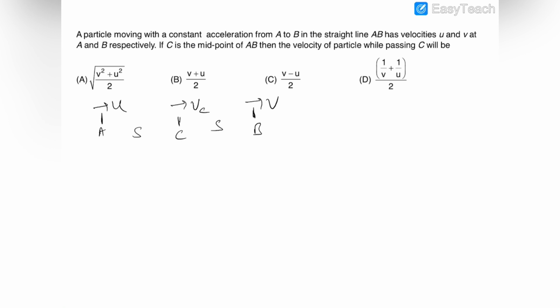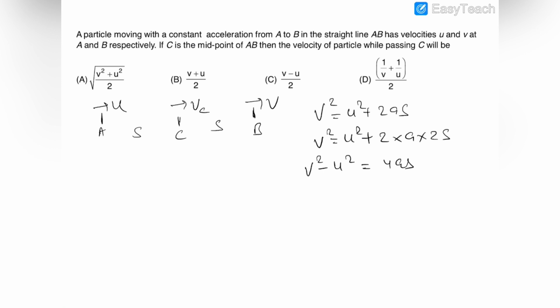First of all, if we use the third equation of motion, V square will be equal to U square plus 2AS, so V square will be U square plus 2 into A into 2S. So you can see that V square minus U square is equal to 4AS. Okay, this is the first equation.